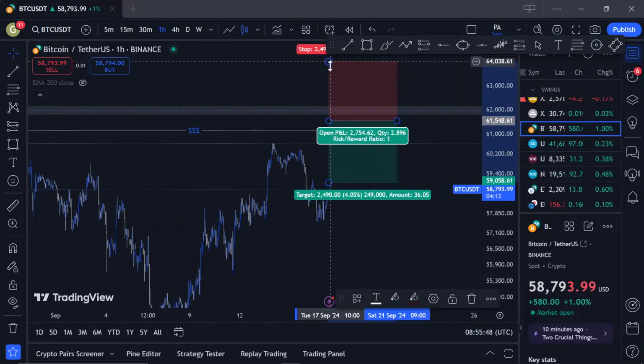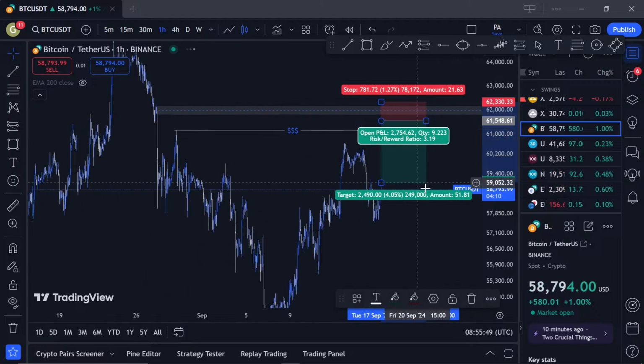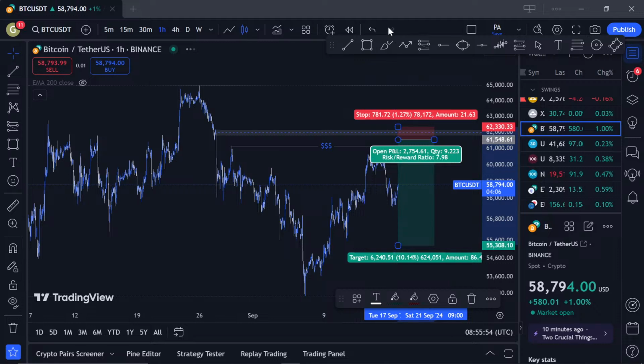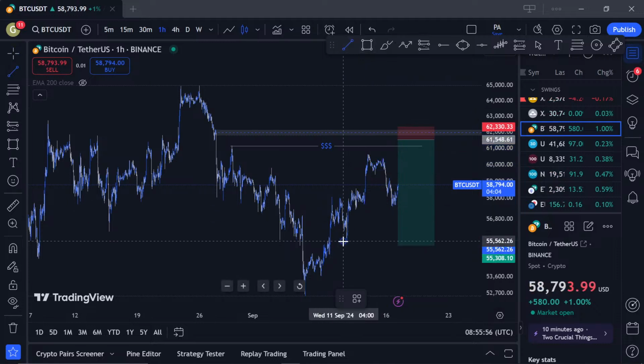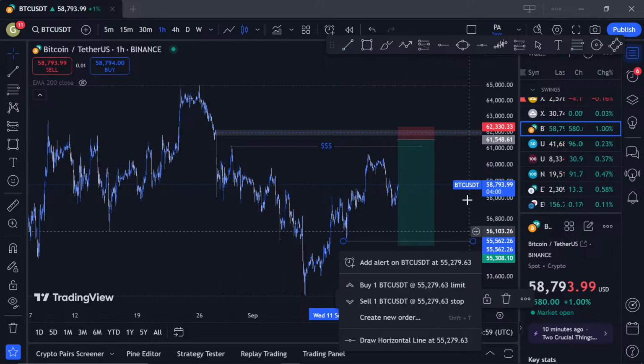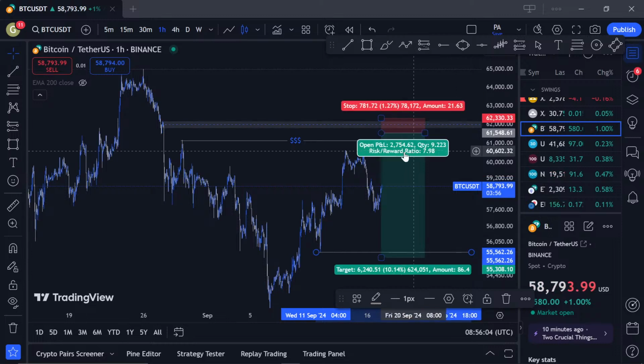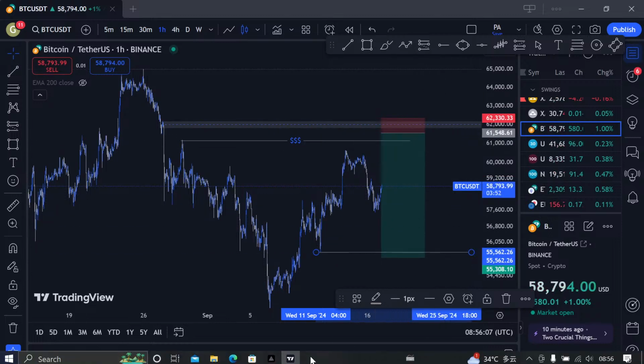So for that, I'm just going to keep this right here, and then I'm going to adjust this as low as this point here. So this will be our first target. So we are simply waiting for BTC to actually come and hit the 62,000 level, 62,330 level, gives us a bearish close on the 30-minute time frame, then we'll short it up to the 55,000 level.